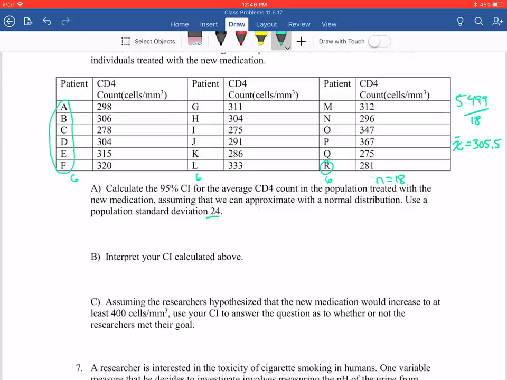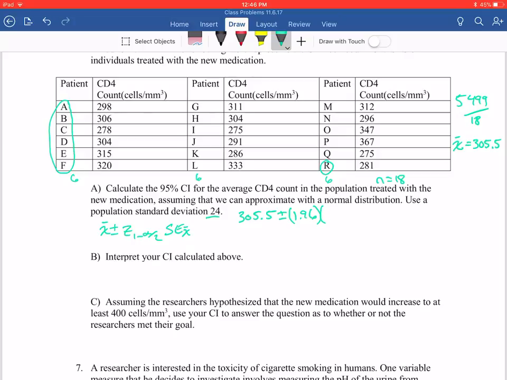So let's write out our formula and start plugging in what we know. In order to calculate the confidence interval, it's x bar plus or minus our z 1 minus alpha over 2 times the standard error of x. We already know our x bar because we calculated it, so that's 305.5 plus or minus our z 1 minus alpha over 2, which for a 95% confidence interval is going to be 1.96.